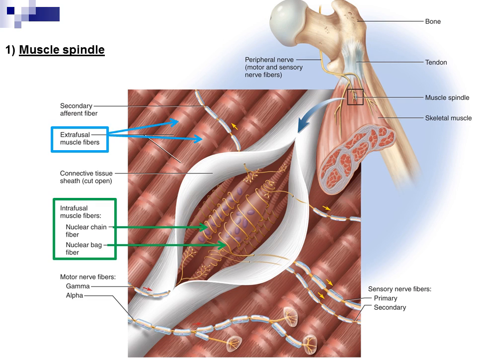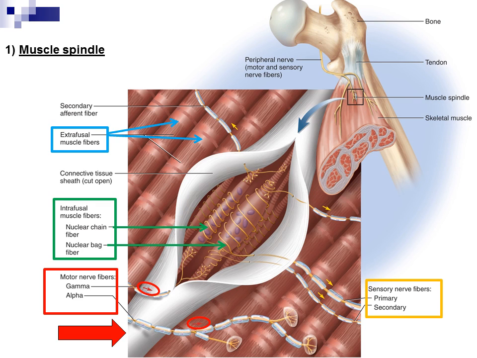In addition to having two major classes of muscle fibers, there are also two major classes of nerve fibers, which innervate those muscle fibers. Motor nerve fibers, which are responsible for carrying information to the muscles from the central nervous system, and sensory nerve fibers, which are responsible for carrying information away from the muscles to the central nervous system.